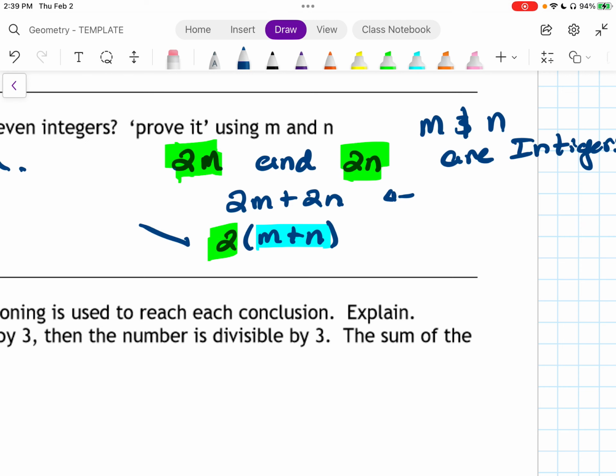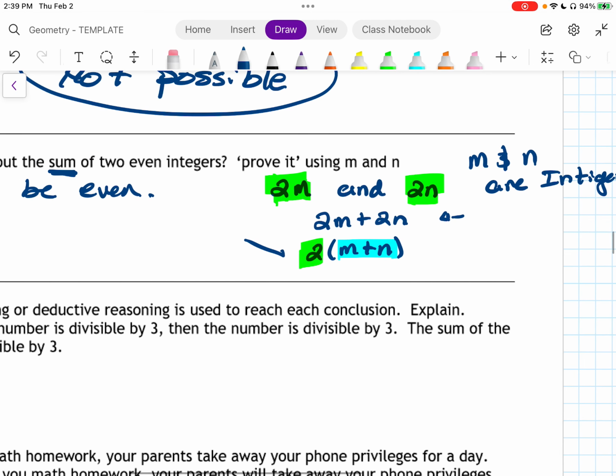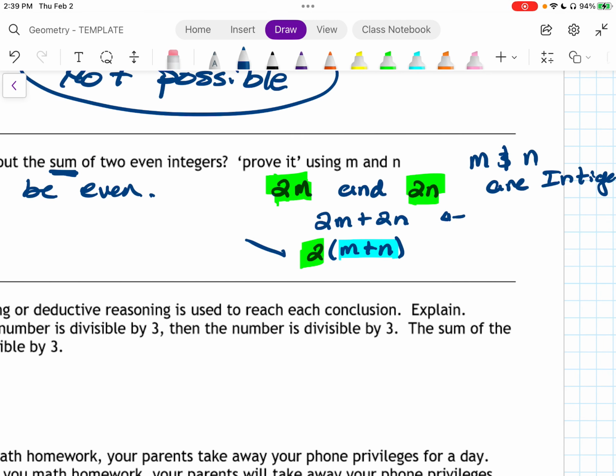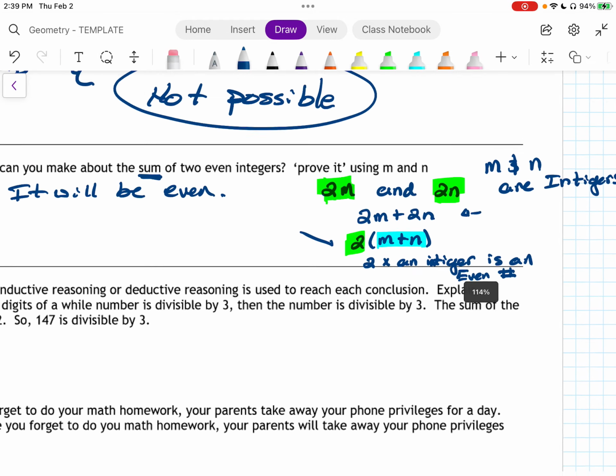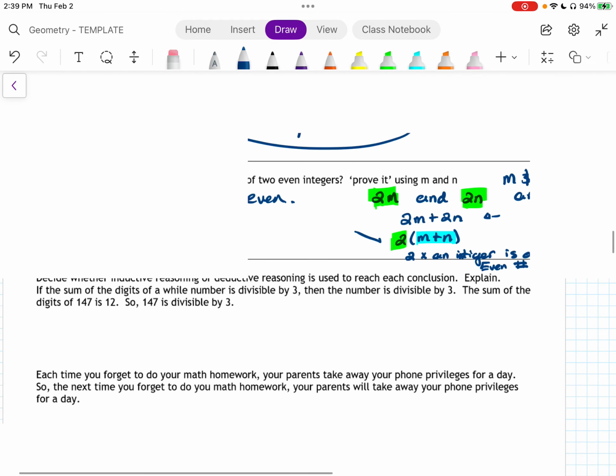That's our little bitty mini proof, right? We're not trying to be any fancy. We're just trying to show it right there. All right, so let me write this down. 2 times an integer is an even number, right? I'm writing that factoid down for us. All right, let's look at our next one.